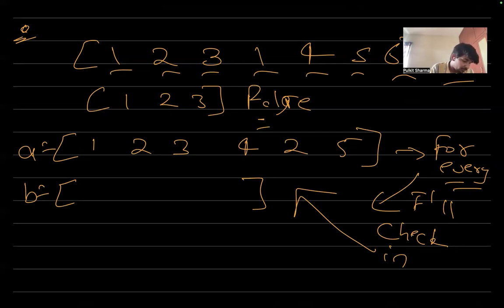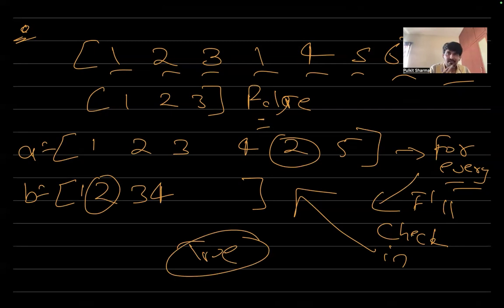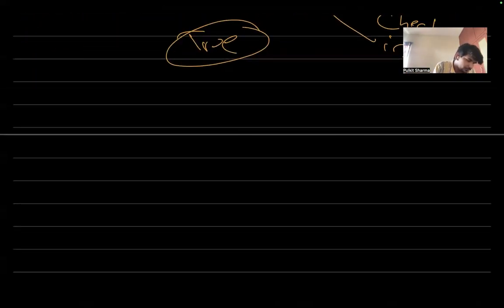So currently, is 1 in B? No. Appended. Is 2 in B? No. Appended. Is 3 in B? No. Appended. Is 4 in B? No. Appended. Is 2 in B? See, is 2 in B? Yes. It's there, return true. Getting this? Again, I'll explain.